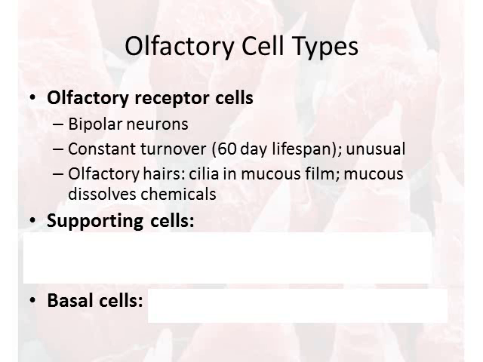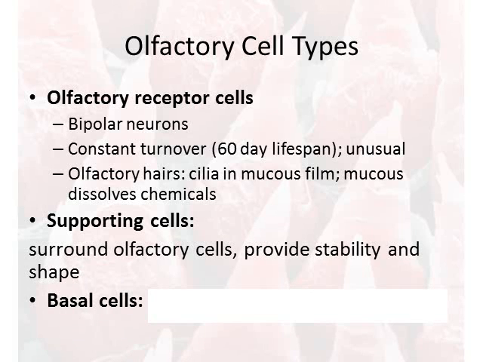Just like in the tongue, we have 3 different olfactory cell types. The first one is the receptor cell. These are actually bipolar neurons, and they also get turned over pretty frequently, not as frequently as in the mouth, but about every 60 days those cells need to be replaced, which is very unusual for neurons. These cells also have little hairs, cilia instead of microvilli, embedded in mucus, and this helps dissolve the chemicals so they can be sensed by those neurons.